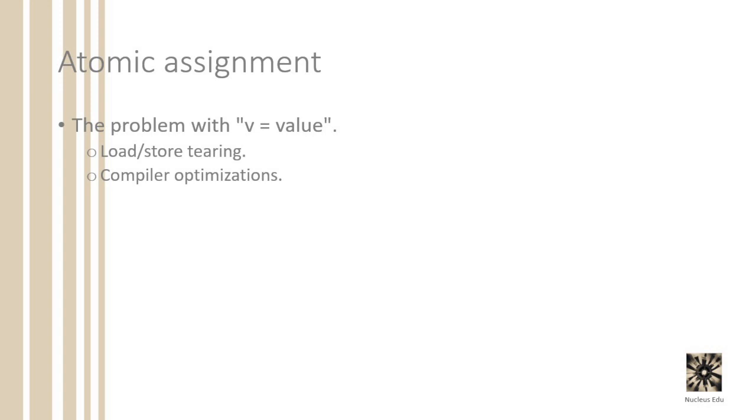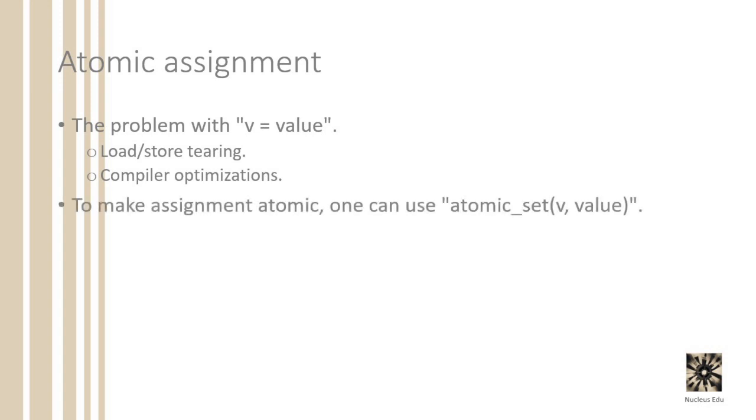Another example of load and store tearing is that older CPUs might not support what's called misaligned loads. If the compiler isn't certain that a load will be aligned, it'll have to read individual bytes. To solve this issue, the Linux kernel provides the atomic primitive called atomic_set, where you can send v, which is the atomically defined variable, and the value that you want to assign to it.